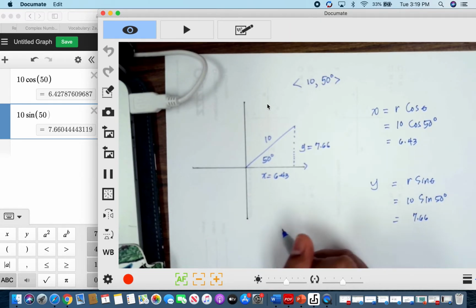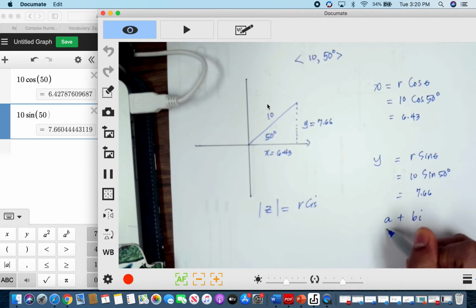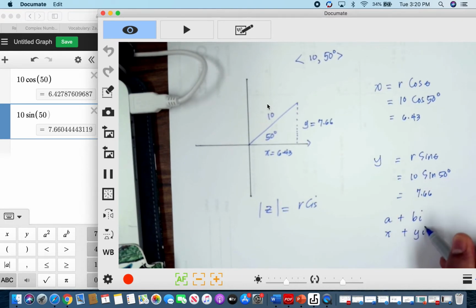Now when you go to college, you will be given certain structure or specification for complex polar form, equal to r cis. What is the meaning of this? We know that our complex number is in the form a plus bi, where a represents your x and b represents your y.